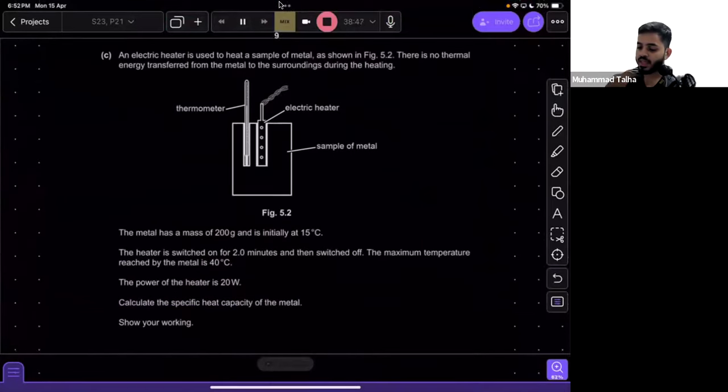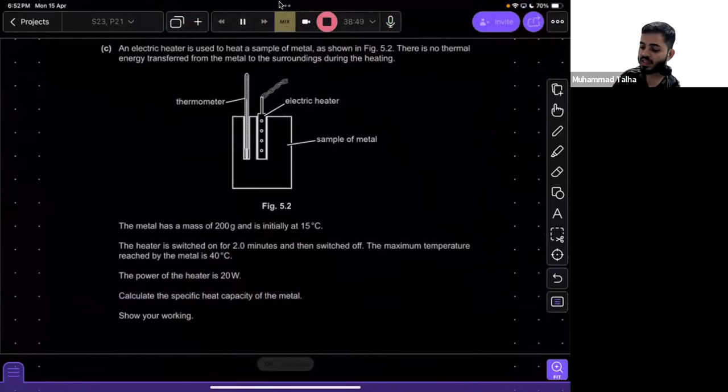All right. Part C. An electric heater is used to heat a sample of metal as shown in 5.2. There is no thermal energy transferred from the metal to the surroundings, so there's no heat loss here. The metal has a mass of 200 grams and is initially at 15 degrees Celsius. The heater is switched on for 2 minutes and then switched off. Max temperature recorded is 40 degrees Celsius. Power of the heater is given. Calculate the specific heat capacity.